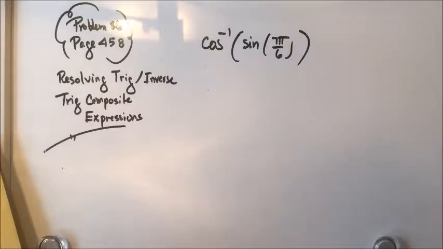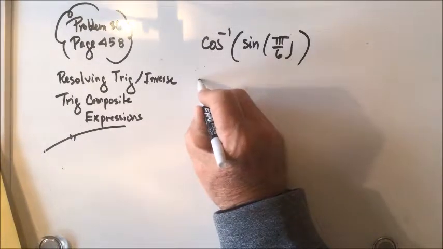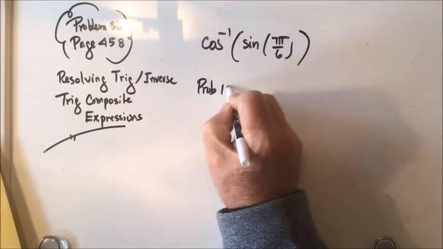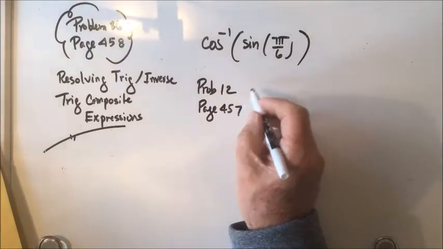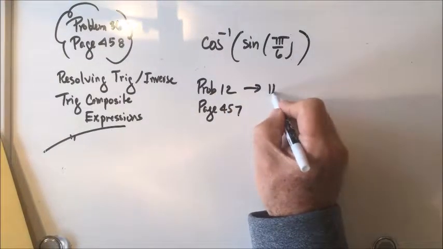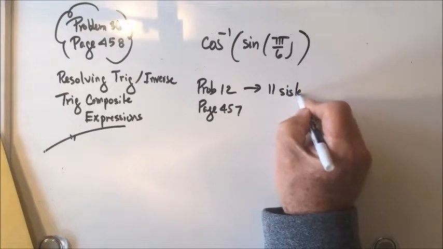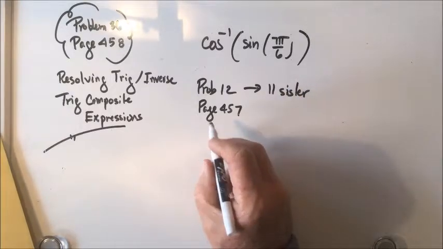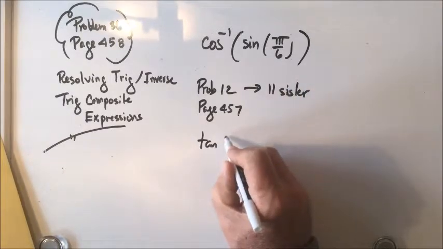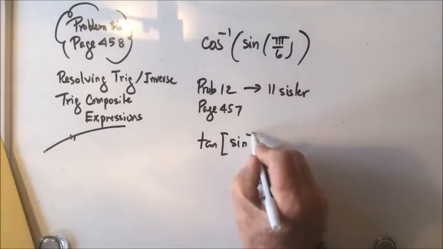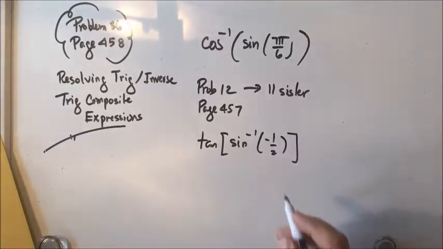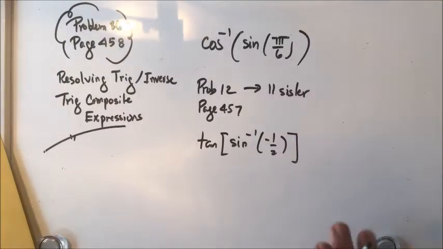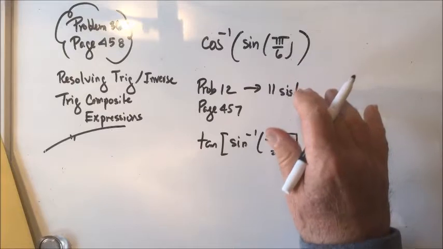I realized that the previous problem, which was problem 12 on page 457, a sister to problem 11, was the problem tangent of the arc sine of minus 1/2. I'm not quite sure how I delivered that. I want to deliver it in a slightly different way as a prelude to this problem.